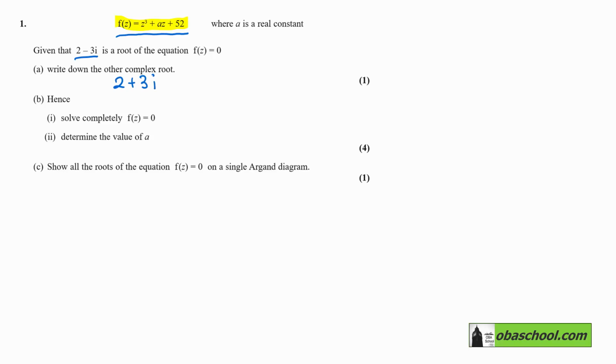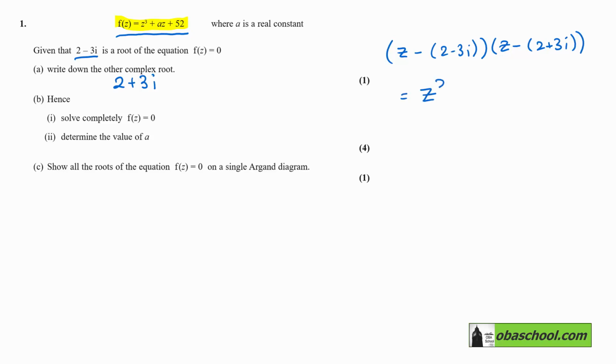Moving on to part B, we want to solve completely f of z is 0 and determine the value of a. Since we know that we have 2 minus 3i and 2 plus 3i as roots, that means that z minus 2 minus 3i is a factor of our cubic, and so is z take away 2 plus 3i. And the product of those is also going to be a factor.